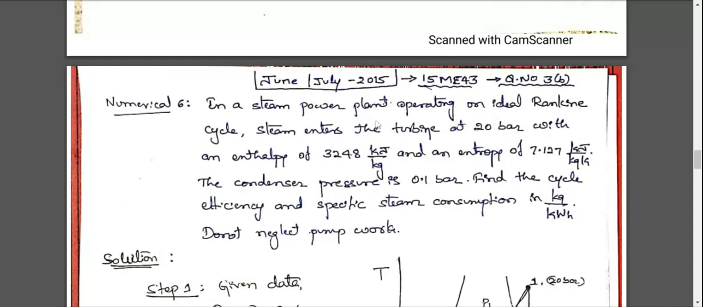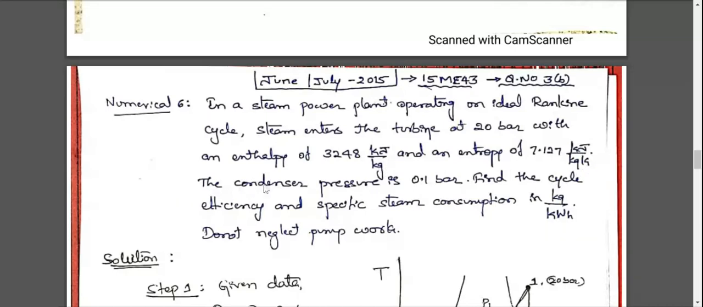So in a steam power plant operating on ideal Rankine cycle. So the first line indicates it is not actual Rankine cycle, it is simple Rankine cycle or ideal Rankine cycle. So here we will not consider any losses in the turbine or losses in the pump. So next line, steam enters the turbine at 20 bar with an enthalpy of 3248 kilojoule per kg, and an entropy of 7.127 kilojoule per kg Kelvin.